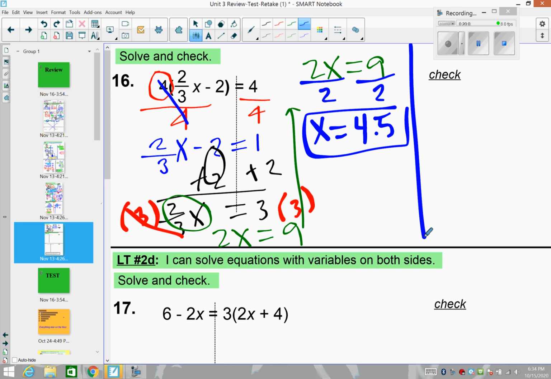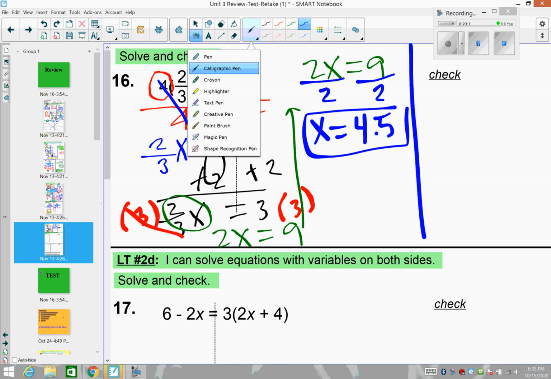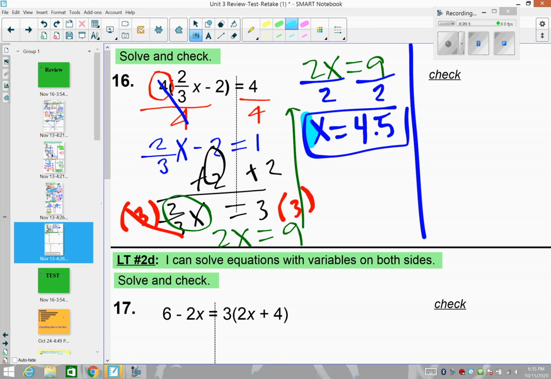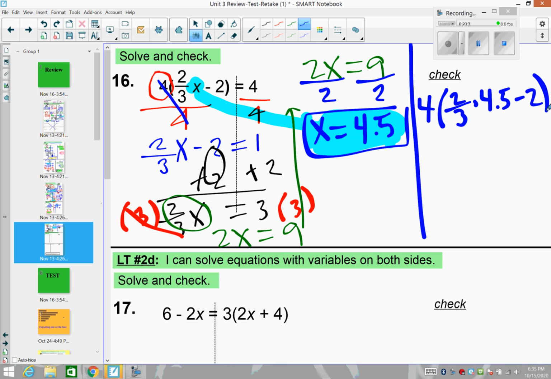So using that check step then, I'm going to pause the video, give you some time to catch up. All right, hopefully you had enough time to catch up. So we believe that the correct answer is 4.5, and I used a little different strategy out front there. You could have, as I stated, done another strategy. So when we plug that in, the check step would be that we have 4 times 2/3 times 4.5 minus 2 in the parenthesis. And we need to know, when you plug that in, does all of that equal 4?